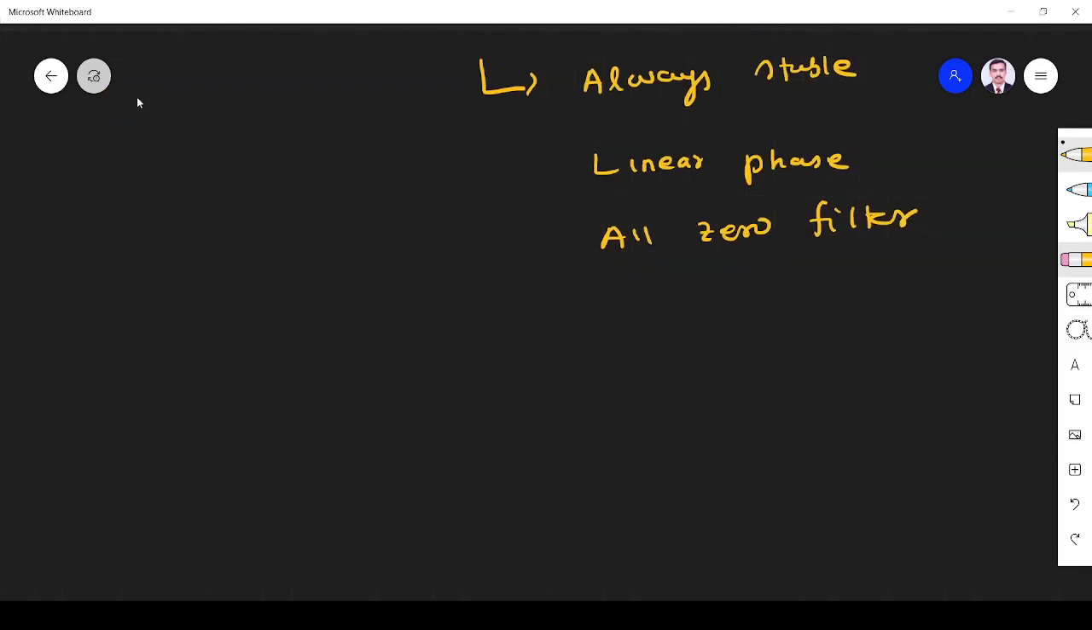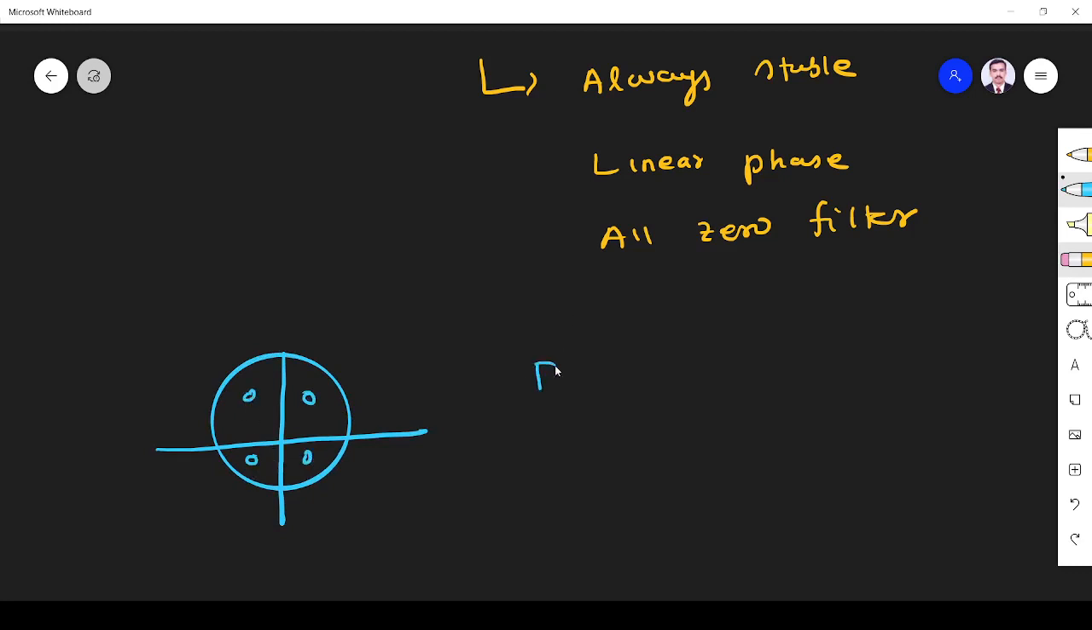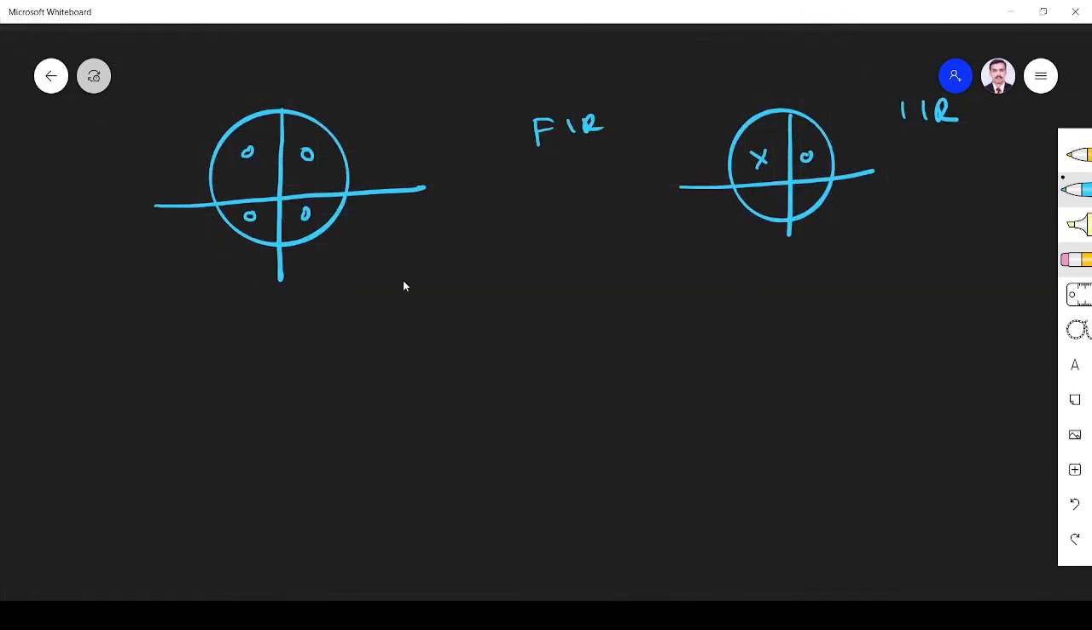By using a pole-zero diagram itself, we can find all these things. It is an all-zero filter. If your system has only zeros like this, you can say it is FIR. If your system has both poles and zeros, then you can say it is an IIR filter. That is one thing we have to remember. For an FIR filter, the pole is at the origin. That's why it is always stable.